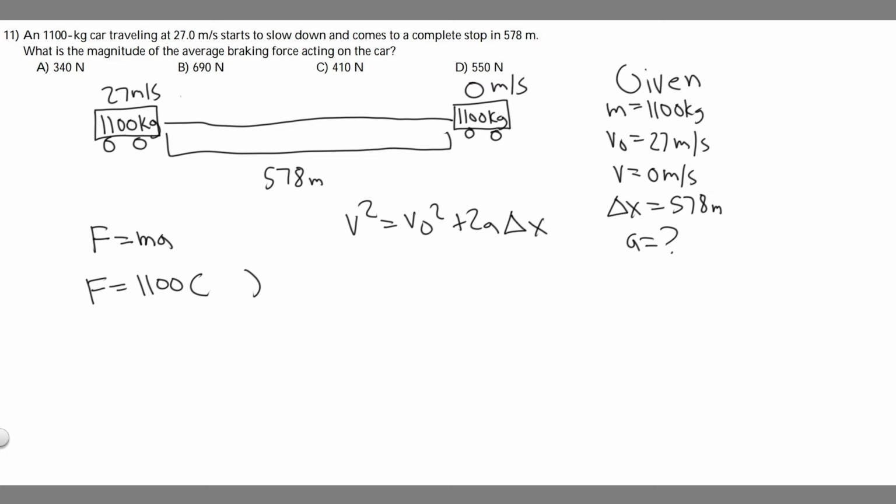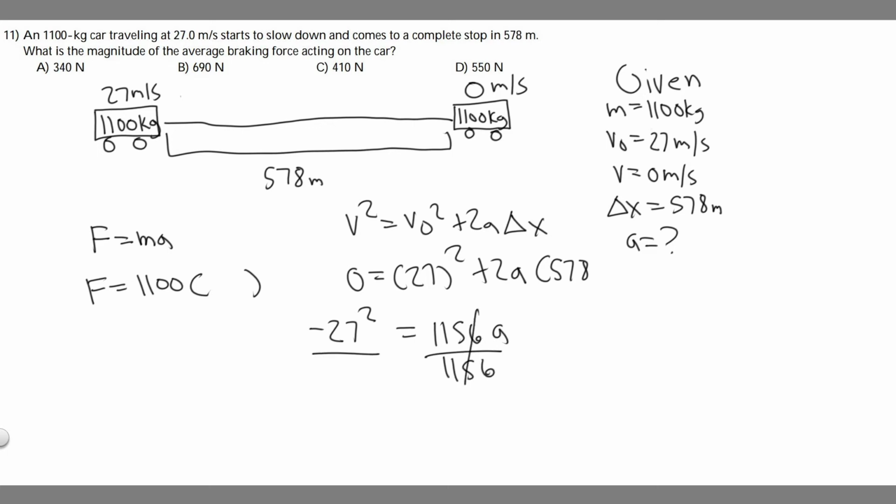So we know v is 0, and 0 squared is 0, which equals v sub 0 squared, so 27 squared, plus 2 times a times delta x, which is 578. So you want to move this to the other side, so minus 27 squared is equal to 2a times 578. So 578 times 2 is actually 1156a. And then divide by 1156 to solve for a. So do negative 27 squared divided by 1156.